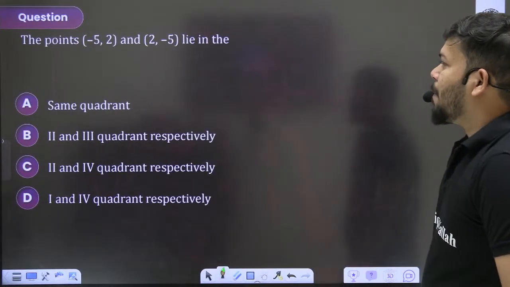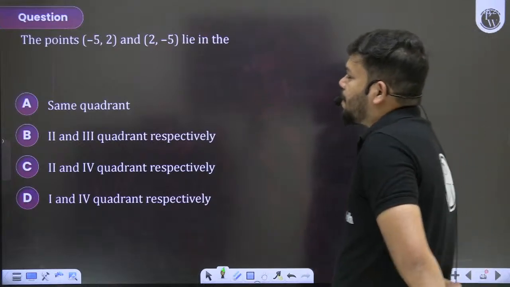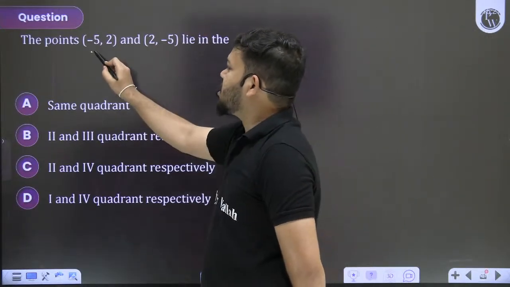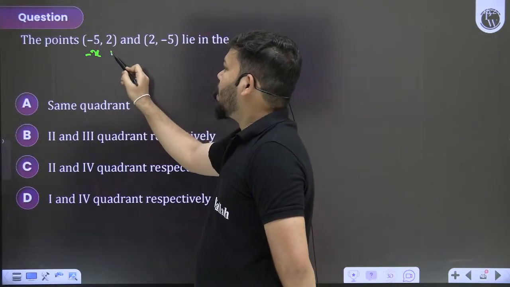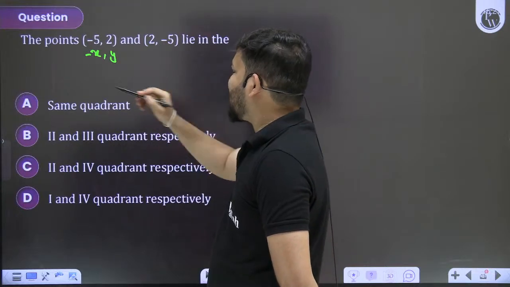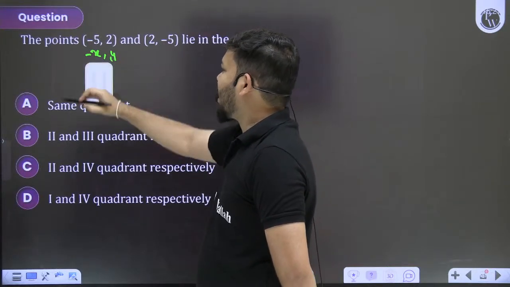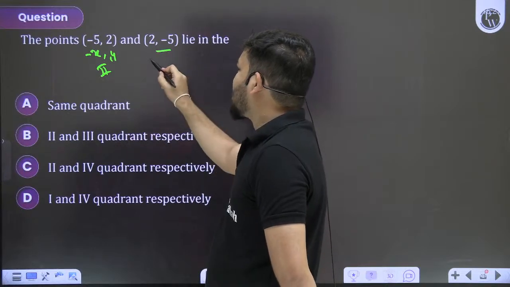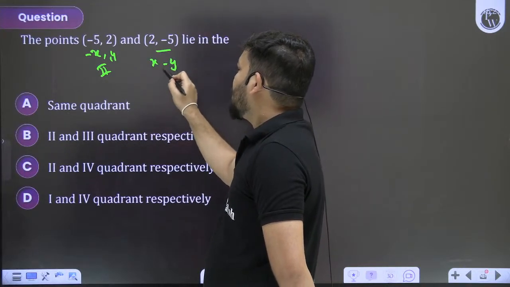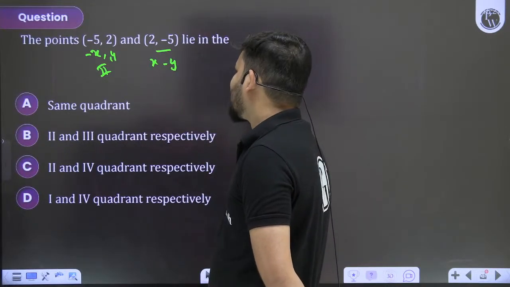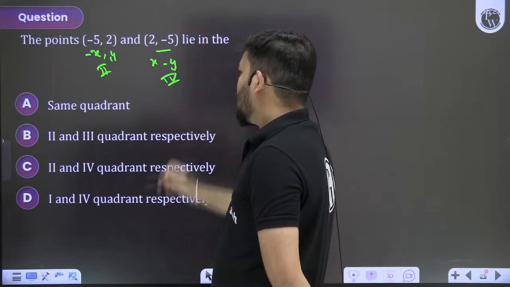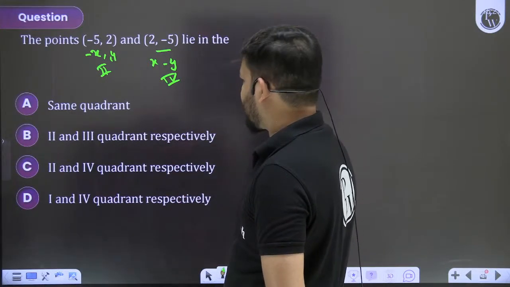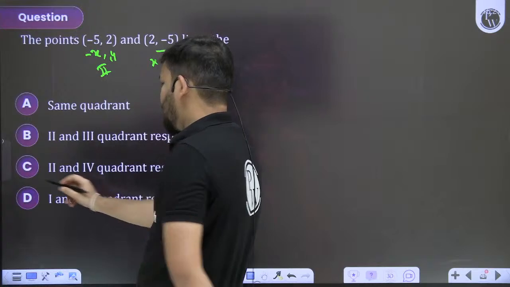And next, minus 0.5 and minus 5, which is negative x and positive y, will be there in which quadrant? That will be the second quadrant, right? And this will be there in which quadrant? x is positive, y is negative, which will be the fourth quadrant. Both are opposite to each other, right? So you can see second and fourth is my correct answer for this question.